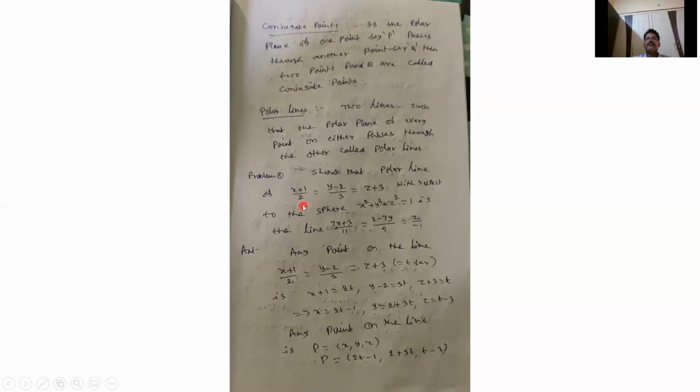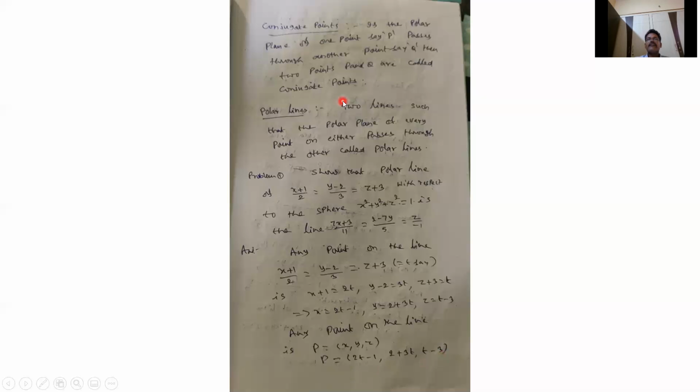So finally, any point on the line is (2t-1, 2+3t, t-3). Say x+1 = 2t, that is x = 2t-1. Similarly y = 3t+2, and z = t-3. Now we have to find the polar plane at this point (x1, y1, z1). So the polar plane is S1 = 0.